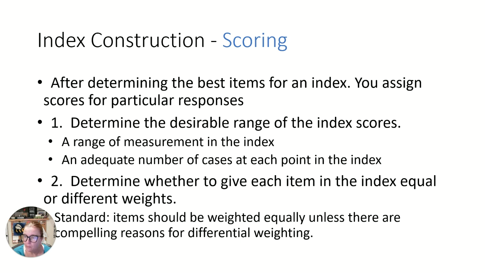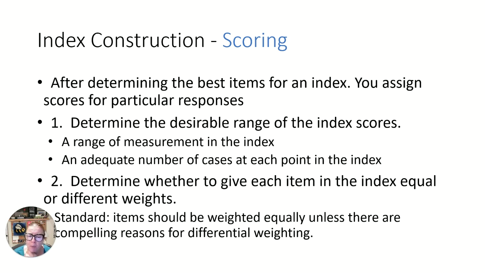After we determine what items we're going to include in our index, we have to figure out how we're going to score them and what value we're going to assign to them. So we would have a range of measurement there. Maybe you're asking people, how often do you attend church? And that ranges from 0 to 1 to 2, to 7 days a week. And we have to make sure we have an adequate number of cases at each point in that index.